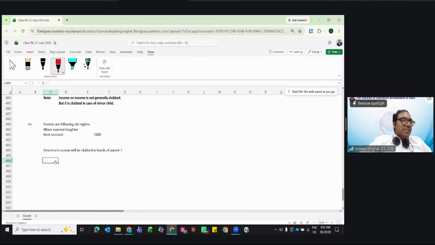Arun Sagar is correct. See, you are following the old regime. Now we are making the parents' computation. First of all, you will calculate income from house property. How much is the rent? Rent is 1600. Won't you give the section 24 deduction of 30% first? Firstly, you will calculate income. Income from house property will come this much.